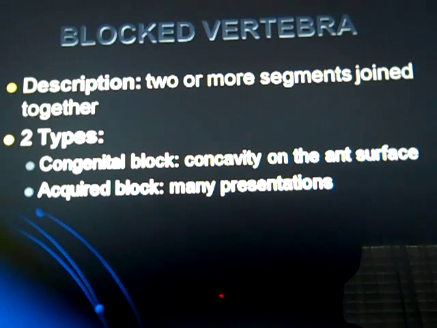A blocked vertebra has two or more segments joined together. There are two types of blocked vertebra. The first one is congenital block. You'll usually see a concavity on the anterior surface. The second type is called acquired block, meaning done surgically, and it has many different presentations.